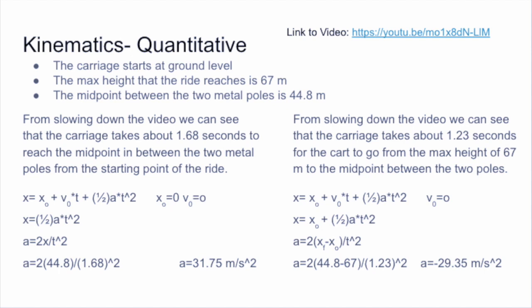And now for the top part of the ride, from slowing down the video, we can see that the carriage takes about 1.23 seconds to go from the max height of 67 meters to the midpoint between the 2 poles, which is 44.8 meters. The only difference in this equation is we're going to have initial height, which is 67 meters. And then from there, it's pretty much the same thing, the equation manipulation. Then we're going to plug in some numbers, and we get the acceleration equals negative 29.35 meters per second squared.